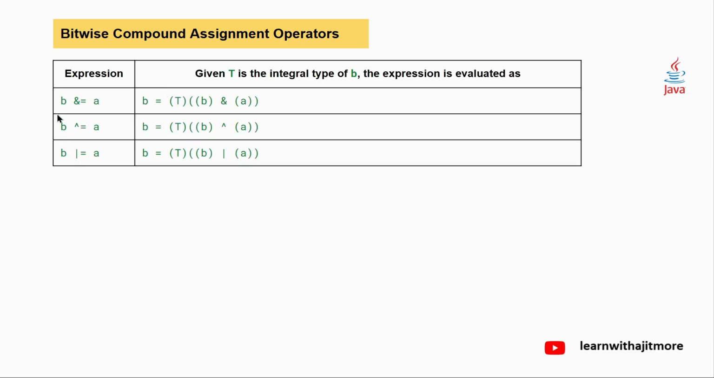So quickly I'll tell you about that too. See, B &= A. So it will do ANDing of B and A, and the result is stored in B. But when it is storing the result, before that it is casting it to B's data type. See, B and A. So for doing ANDing, it will do the promotions. Whatever answer you get, it will cast to T, where T is the data type of B.